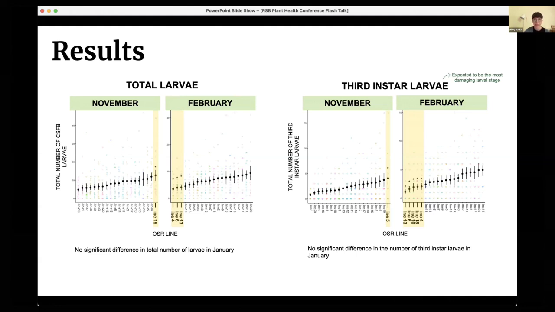It is worth noting here that the lines that have the significant differences in total larvae aren't necessarily the same that have the significant differences in the third instar larvae at the same time. So for example, for total larvae, line 19 had significantly more total larvae in November, but actually looking at third instar larvae, it was line 5 that had significantly more third instar larvae in November. And that's something that I will come back to.